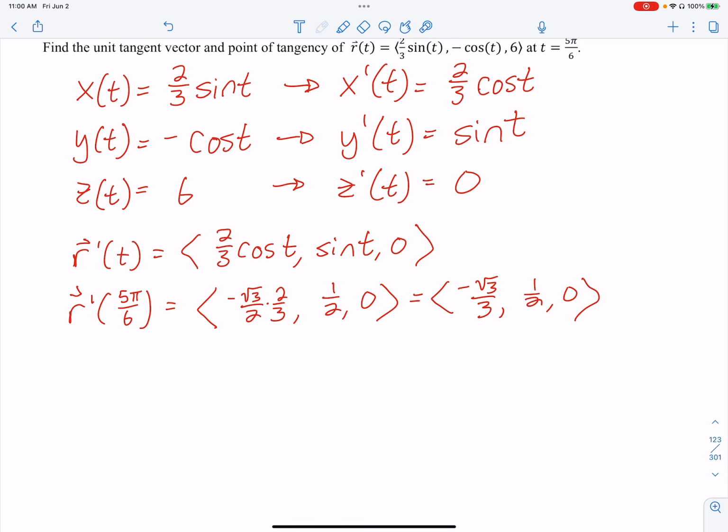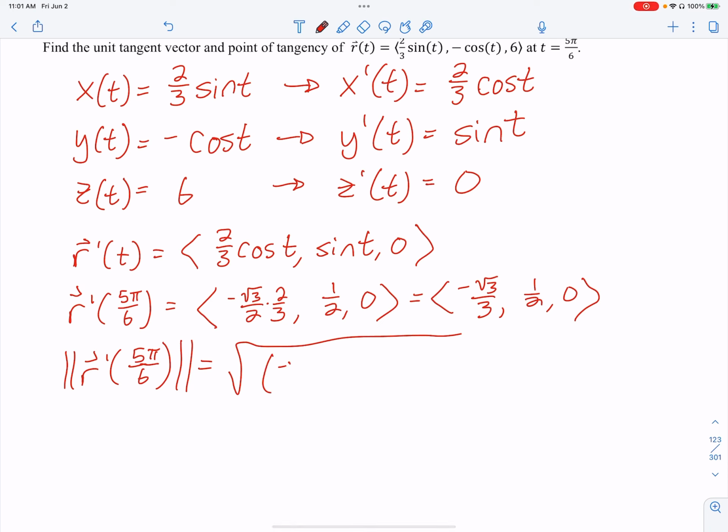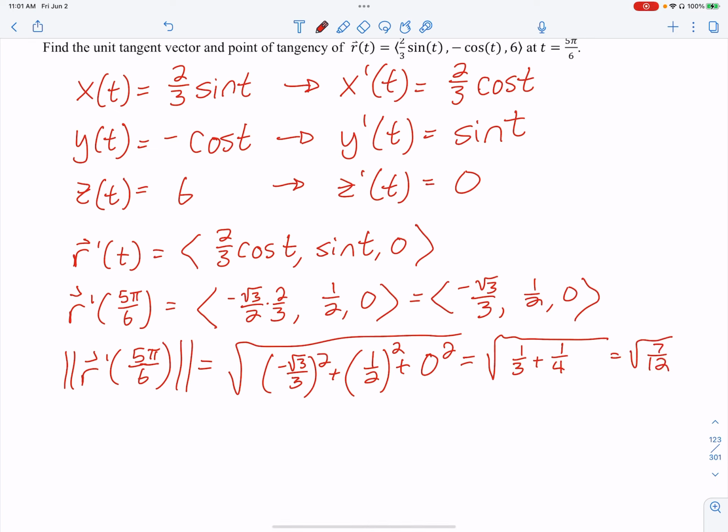What I said to do, instead of finding the magnitude of r prime of t, is to go ahead and just find the magnitude of r prime of this actual value. So now I can just use the values that are in there, and they're much easier to use than the expressions themselves. So that ends up being the square root of, okay, the square cancels, and I get 3 over 9, which is going to be a 1/3, plus 1/4, and that's going to be 7/12. And we can just leave it like that.